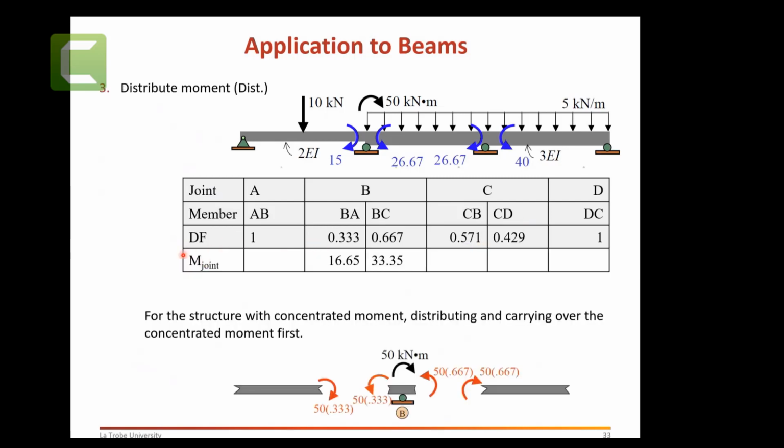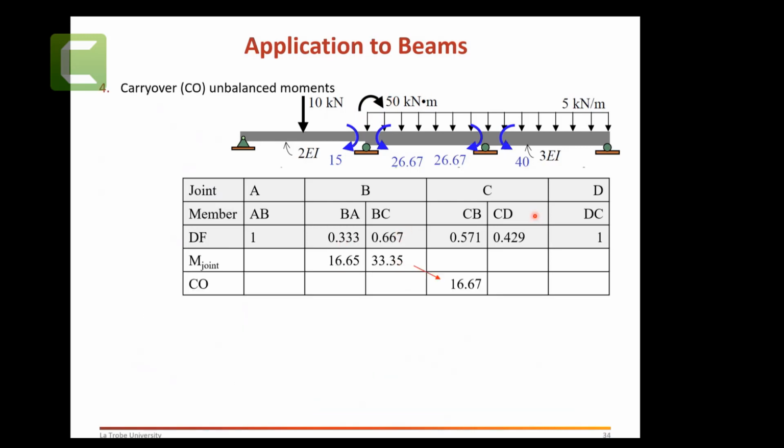Then when you come here, you need to distribute these. You remember that we have carryover and balance steps, but here you need to distribute this 50 kilonewton meters. It's already there. It's nothing we have disturbed or anything. So we need to start with this one. So 50 times this one, it'll give you this one. 50 times this one, it will give you this one. And then you do carryover, like 50% carryover here, carryover is 0, and so on.